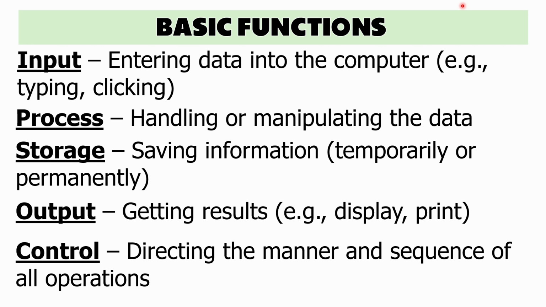So again, you give the computer a command or input like typing or clicking. The computer then processes that command. It can store the information either temporarily or permanently. Finally, it gives you the output like showing your work on the screen or printing a document. And behind all of this is something called control, which makes sure everything happens in the right order. So that is the basic function of the computer.